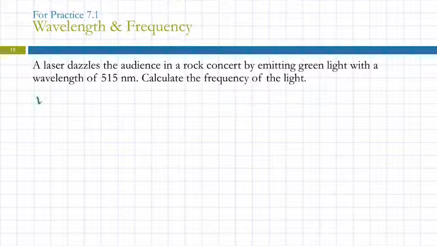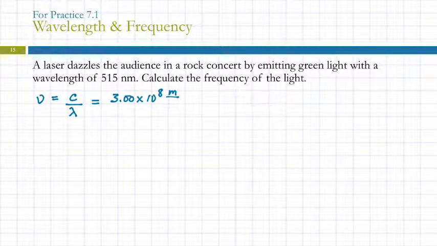Well, the frequency of light is equal to the speed of light divided by its wavelength. The speed of light is 3.00 times 10 to the 8th meters per second. And we need to divide this by the wavelength. We're told that the wavelength is 515 nanometers.